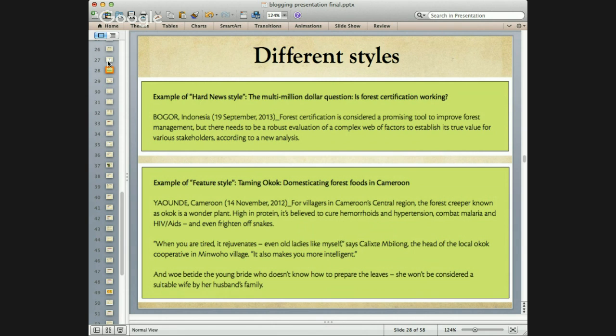Here you can see an example. This is research that was being done in Cameroon on a climbing plant that had some interesting cures. And so we decided to start that story from the perspective of the villagers in that area who were using that forest food, and then talking about the research after that.